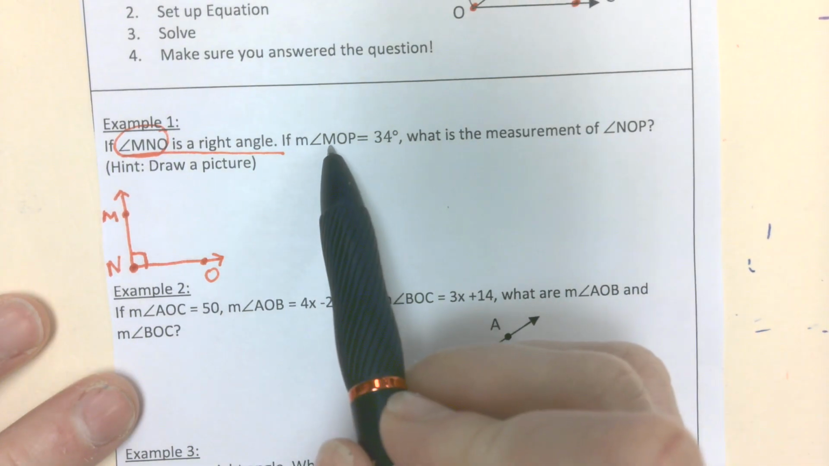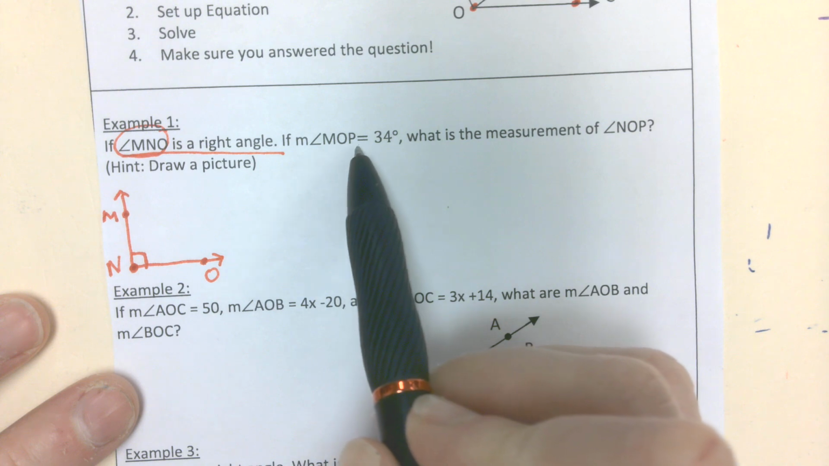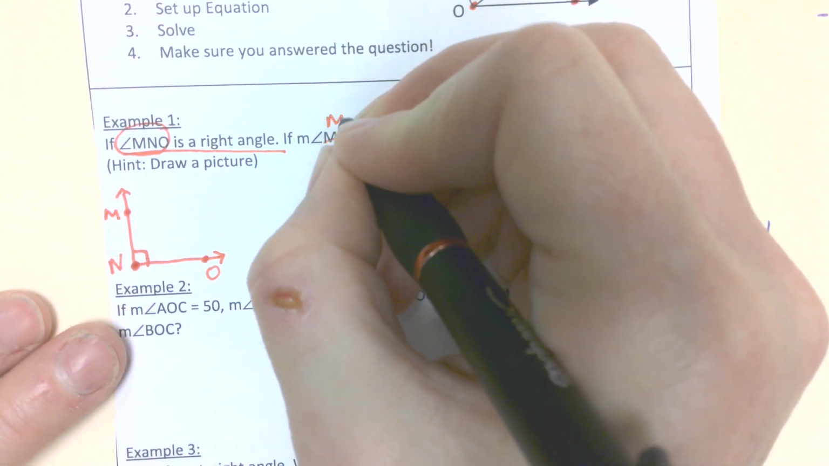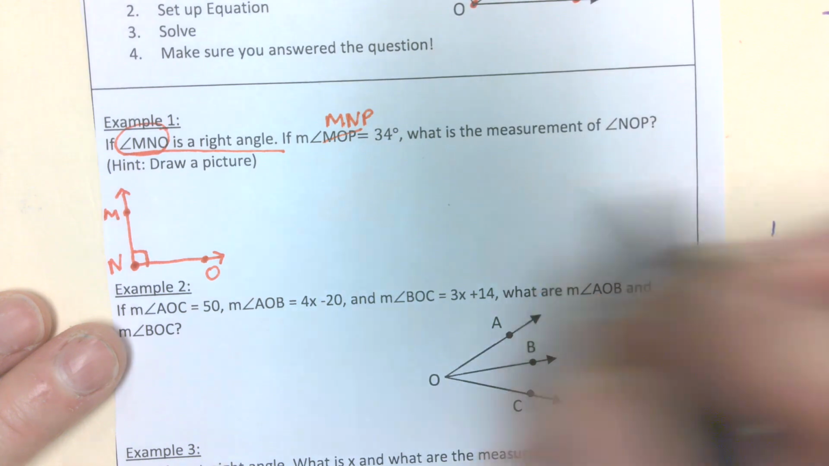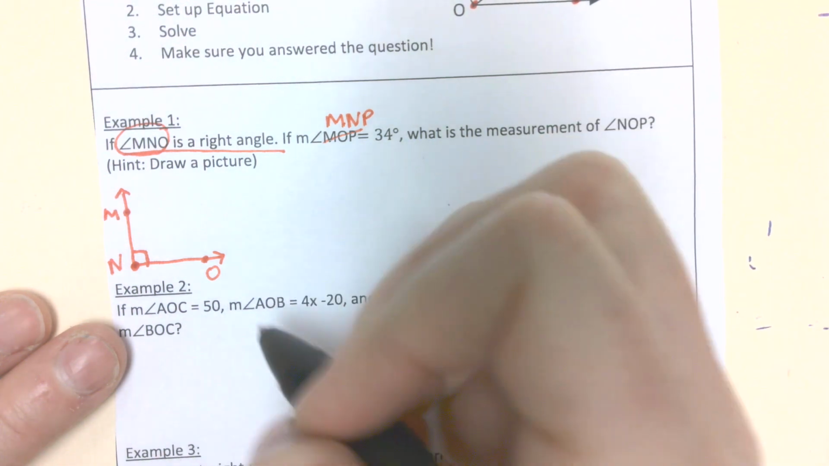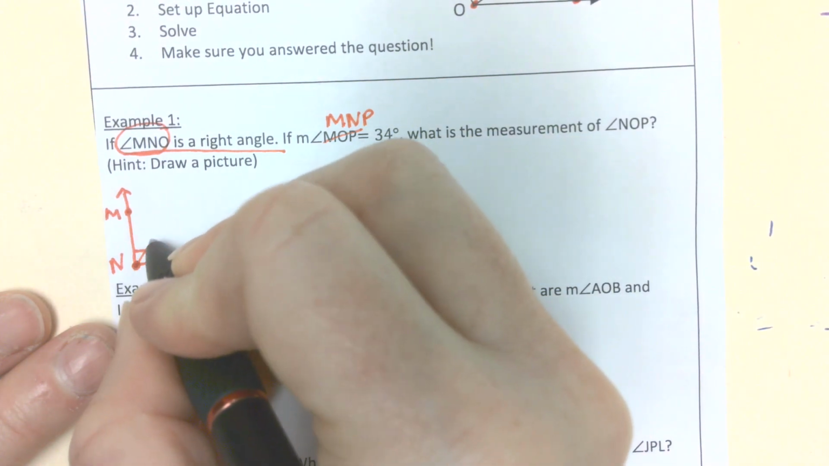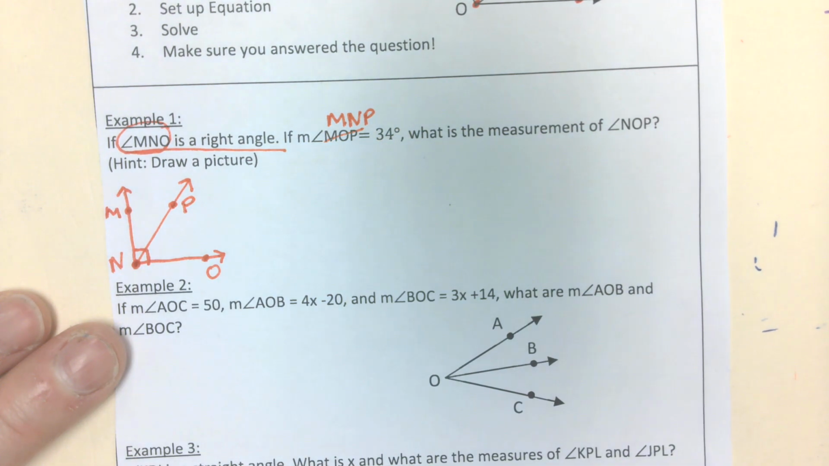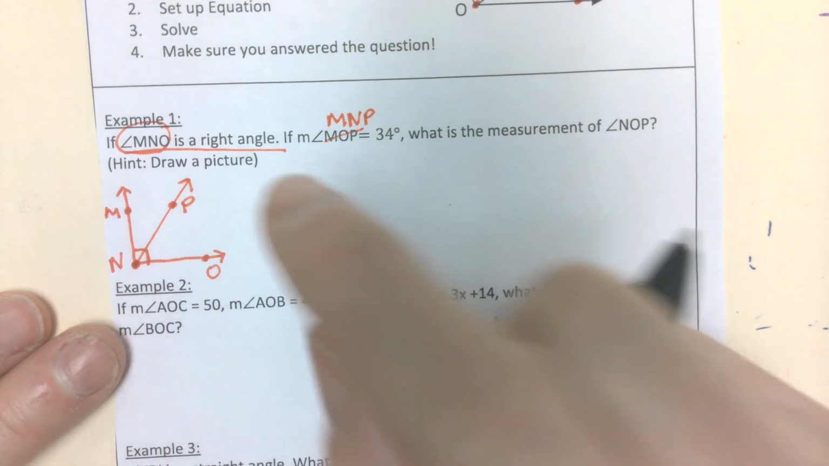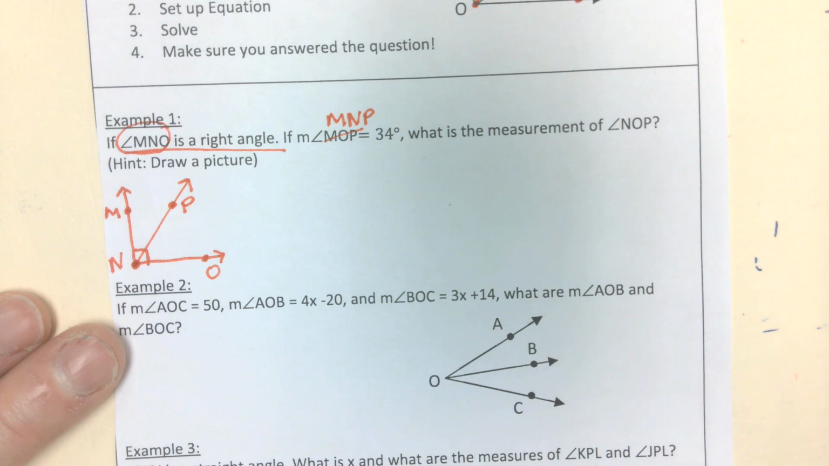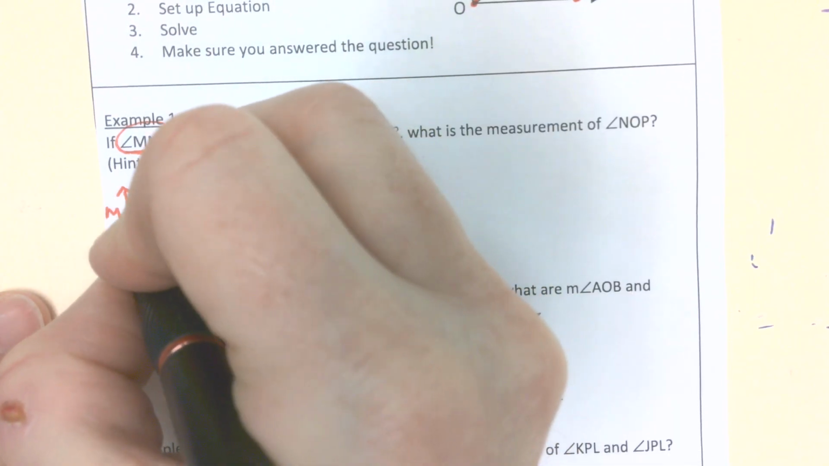It says if M, O, P, well that can't be the case. I think it's supposed to be M, N, P. Because you can't go M, O, and then P. It was just a typo. M, N, P is 34. So that means I drew a line that kind of cut it. Not down the middle, I just cut it. Cut that right angle. That's 34.